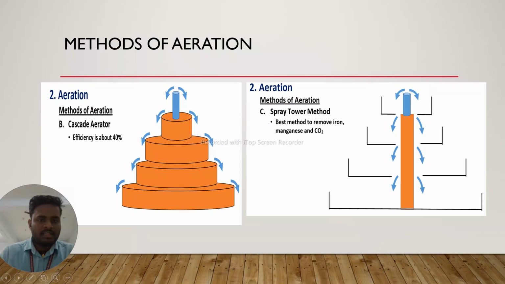In the cascade aerator, this is the pipeline, and water flows through different stages. It is not the most efficient; the efficiency is about 40% in this method. The third one is the spray tower method. In the spray tower method, water flows in the pipe from the upstream side to the downstream side through various stages. It is the best method to remove iron and manganese.